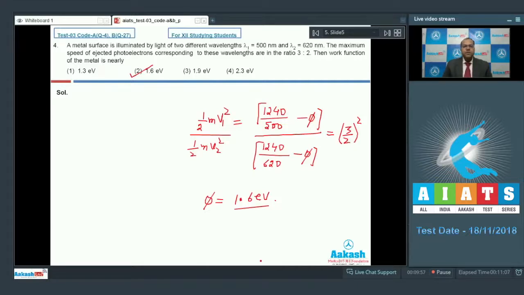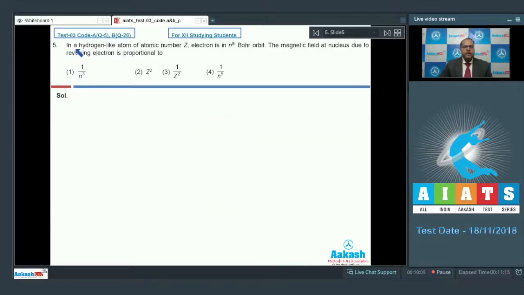Let's move to question number 5. In question number 5, in a hydrogen-like atom of atomic number Z, the electron is in the nth Bohr orbit. The magnetic field at the nucleus due to the revolving electron is proportional to?